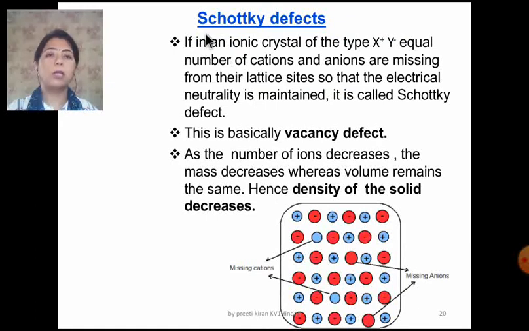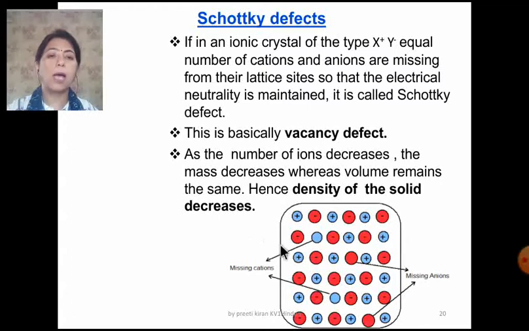Now another defect in the ionic solids is the Schottky defect. If in an ionic crystal of the type XY, an equal number of cations and anions are missing from their lattice sites, so that the electrical neutrality is maintained, it is called the Schottky defect. It is basically a vacancy defect. As the number of ions decreases, the mass decreases and the volume remains the same. Hence, the density of the solid decreases.